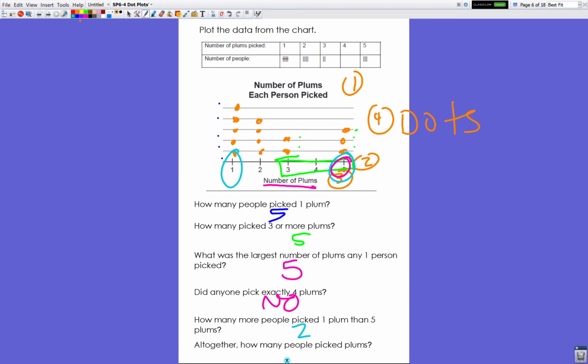Altogether, how many people picked plums? So altogether, that means they want me to count every single dot on my dot plot. So here's 1, 2, 3, 4, 5, 6, 7, 8, 9, 10, 11, 12, 13, 14. So there are 14. In this case, you can count the dots, or you could have added up the frequency. This is 5 plus 4, which is 9, 9 plus 2, which is 11, and 11 plus 3, which is 14. 2 different strategies. Good way to double check yourself.